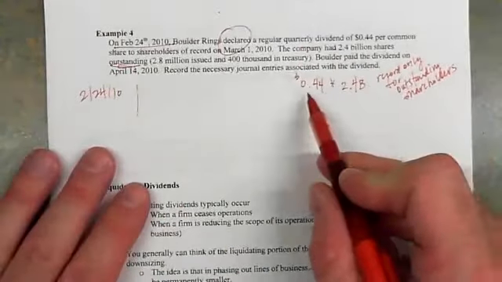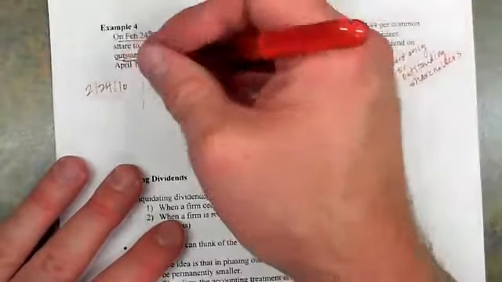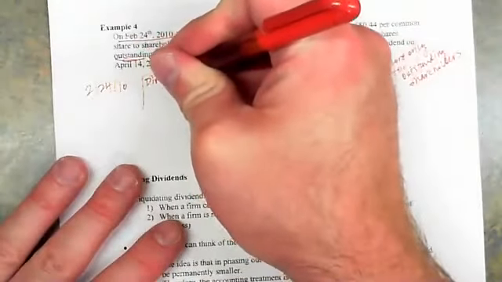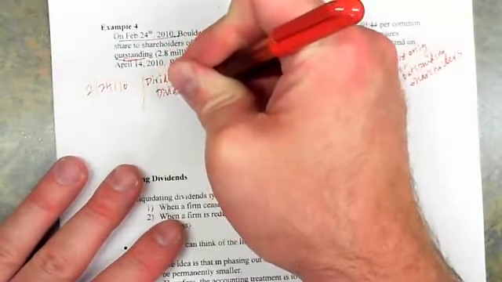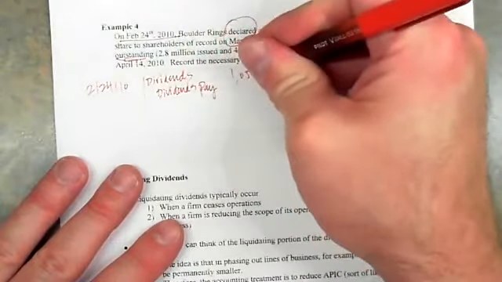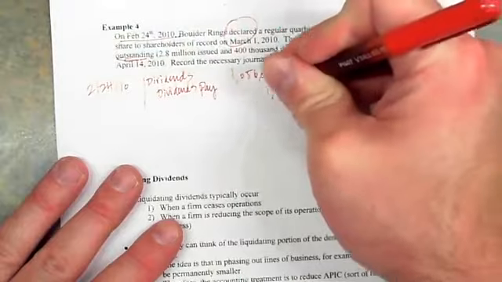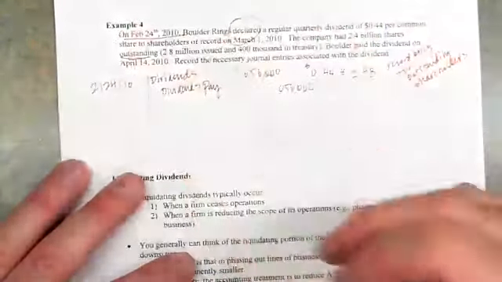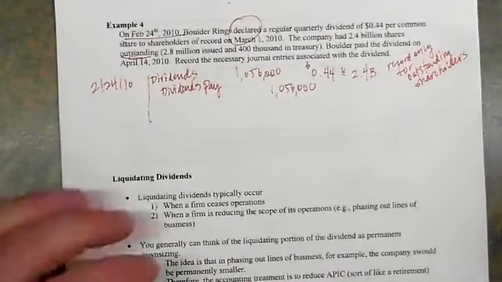And so we have 2.4 billion times 44 cents. That comes out to 1,056,000,000. And we can record it to dividends as a debit, and then dividends payable. And then this would be, like I said, closed out to retained earnings at the end of the year.